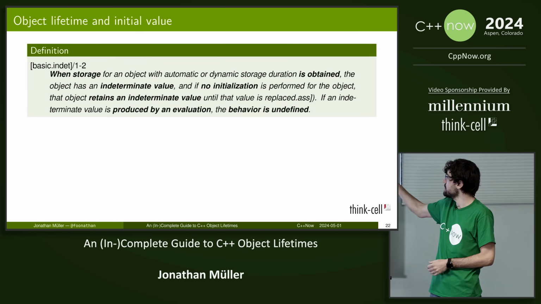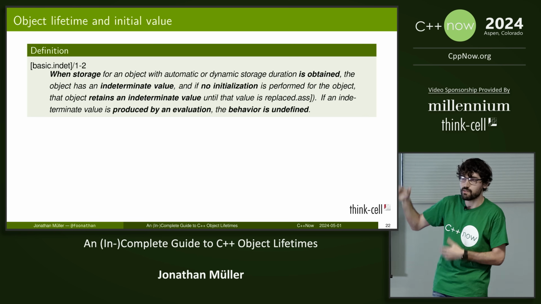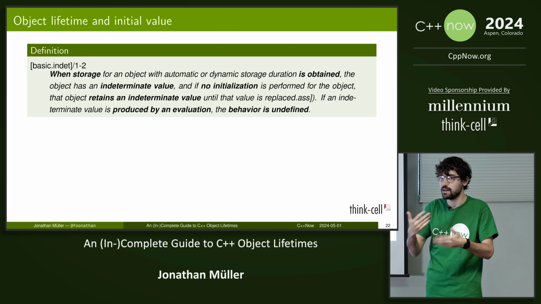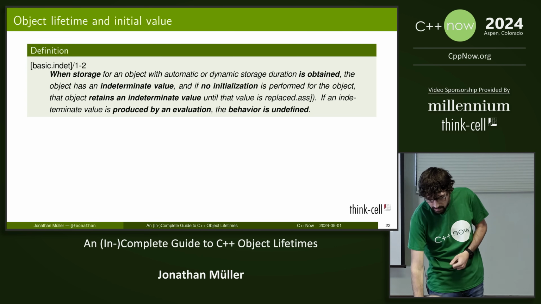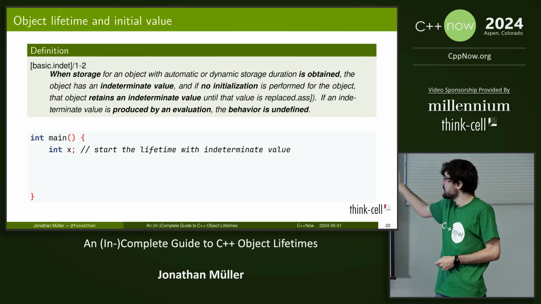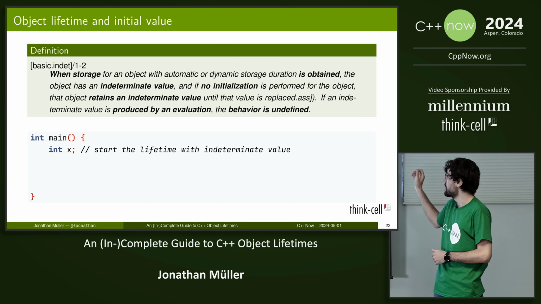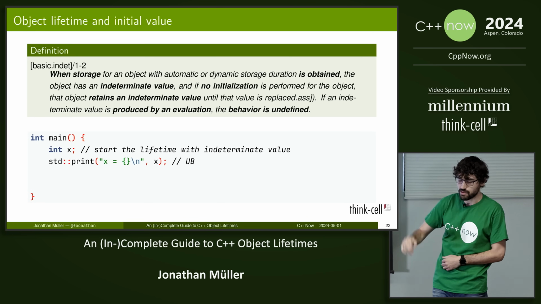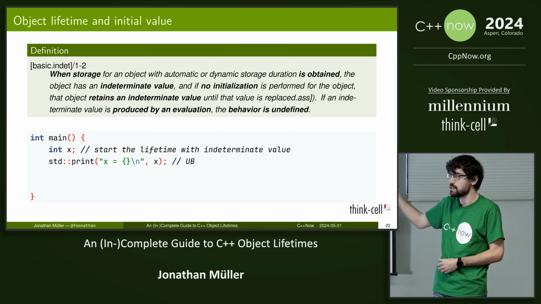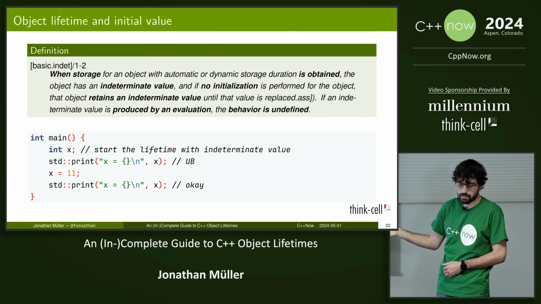So when we allocate storage for an object, and the object has an indeterminate value, and we don't do any initialization, for example because our class is like an int or a class with a default constructor, then that retains an indeterminate value, and when we use it, we have undefined behavior. So this allocates storage and starts the lifetime because we don't do initialization. So the initialization is complete because we didn't do anything, right? So we have an indeterminate value. This is undefined behavior because we're using it without a value, like we're evaluating an expression that results in an indeterminate value. So we have to assign it first and then it's okay.